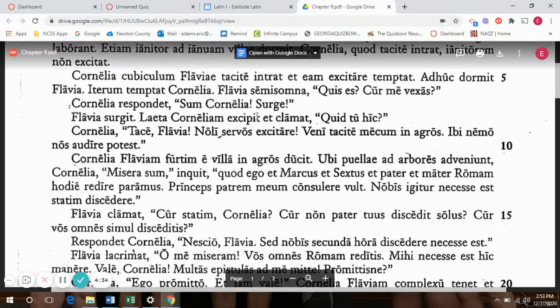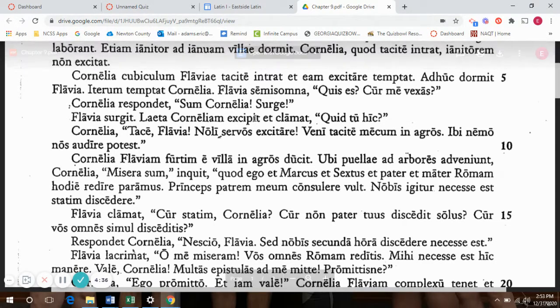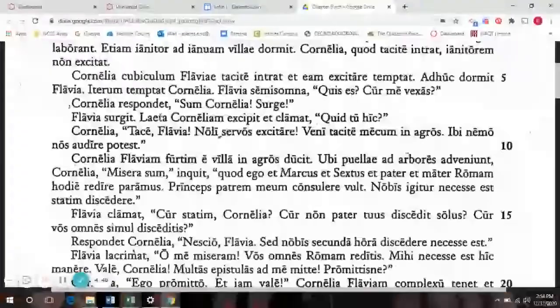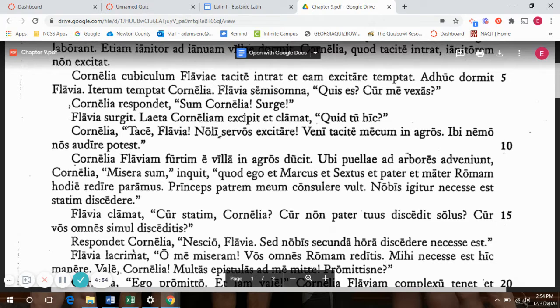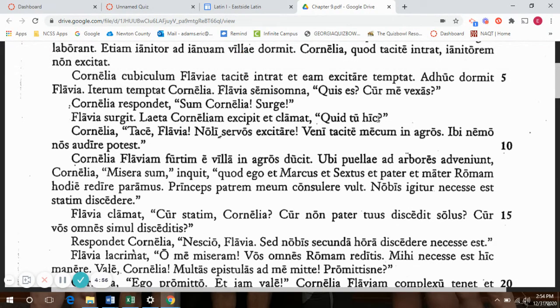Now, laeta here is modifying our understood subject, she, of excipit. But as we've so often seen, in English, we would rather say that she welcomes Cornelia happily. But in Latin, it is going to instead be the adjective modifying the subject, even though it has the exact same force as what we'd expect in English of the adverb happily. So happy, she welcomes Cornelia, and she shouts, Quid tu hic?